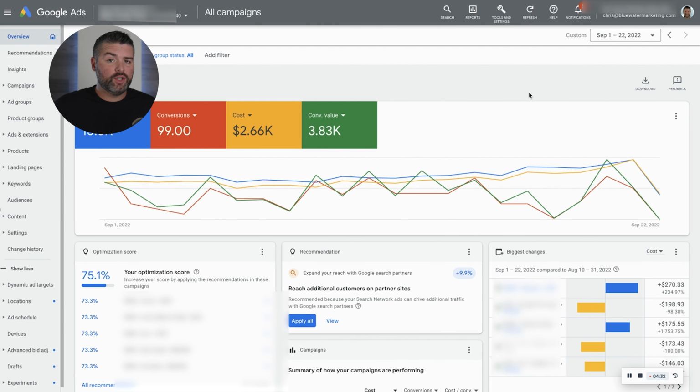Now, we did just get this account. And so what you're seeing here is about 100 conversions, cost of $2,600, conversion value of $3,830. Now, because of the attribution delay, some of these products purchased 4 days ago aren't yet in Google Ads, but they are in Google Analytics. The other issue that we're continuing to see across Facebook, Instagram, TikTok, and Google is an attribution issue.